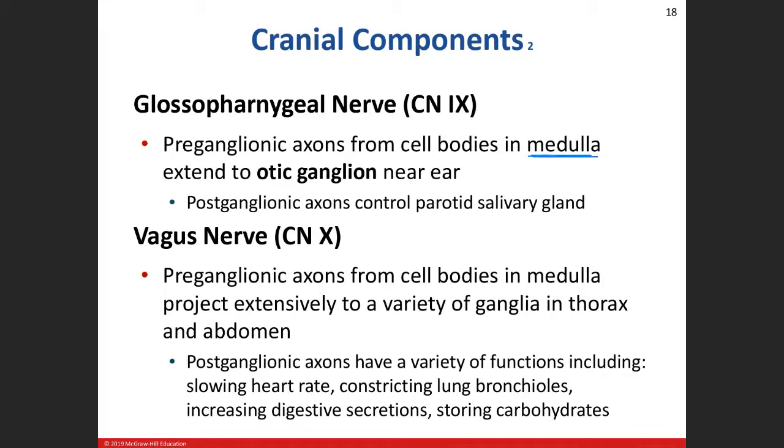And so they're going to go and synapse in the otic ganglion. Okay, that's going to be close to your ear, and then that's going to stimulate the parotid salivary gland. The parotid is the largest of the salivary glands. It's close to your ear, along the ramus, just in front of it. It's just anterior to your ear and along the ramus of your jaw. Okay.